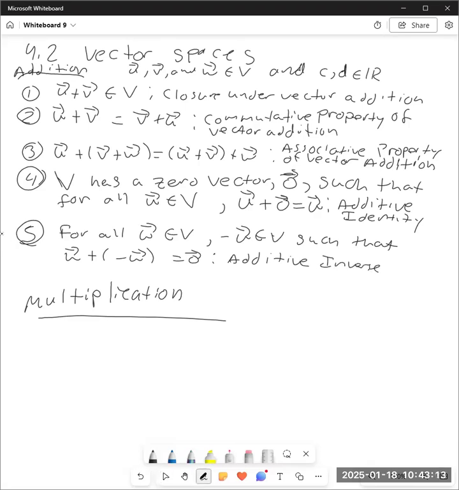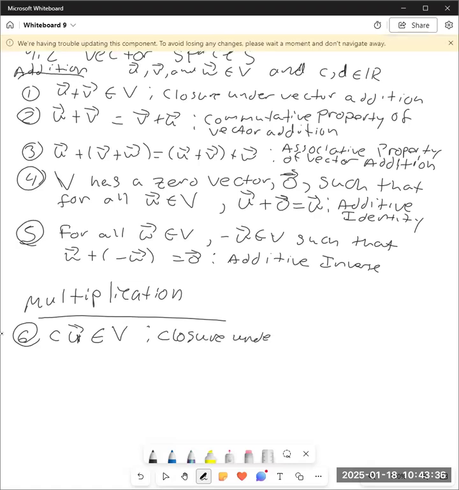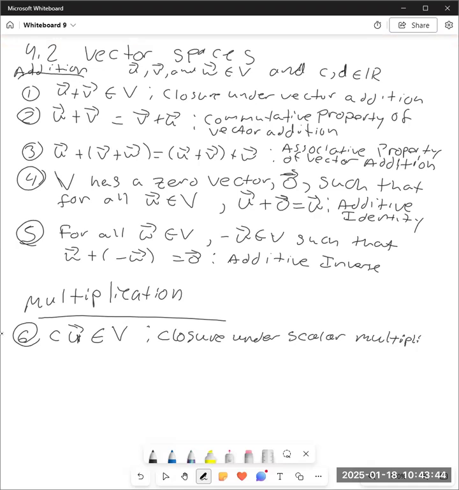All right, let's move on to our multiplication properties here. Number 6 is that when I multiply a vector U that's in V by a scalar that's a real number, that has to be in V. So this is closure under scalar multiplication. It doesn't say anything about vector multiplication, just scalar multiplication.